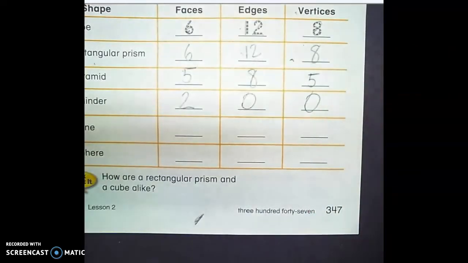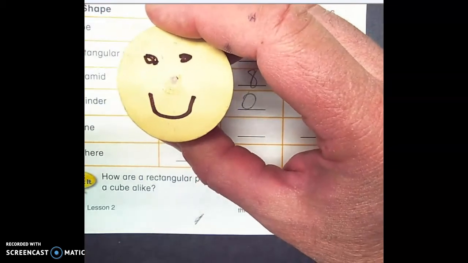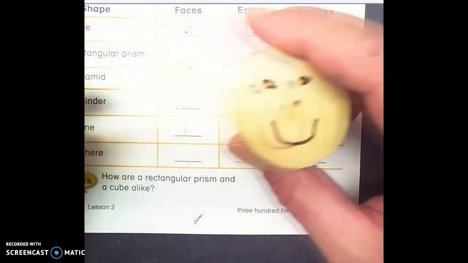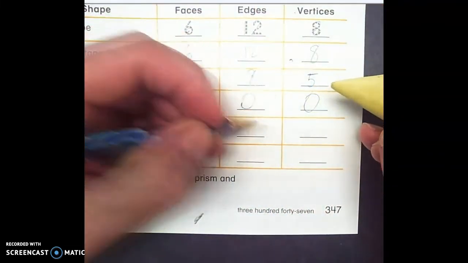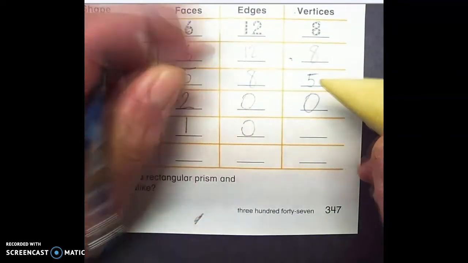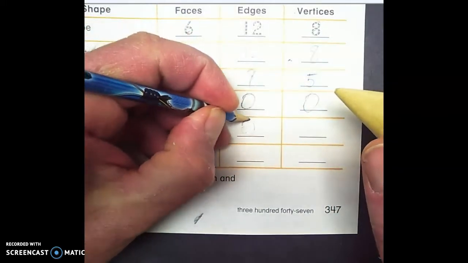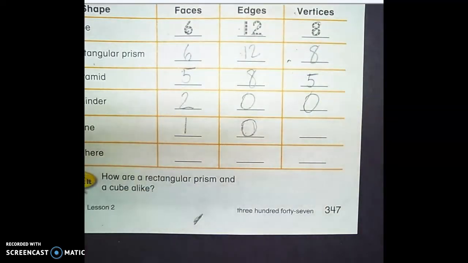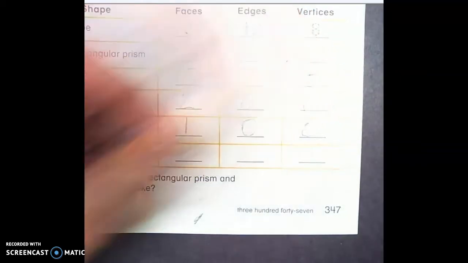Next, we have our cone. Now our cone, oh, there he is. There's Guy Smiley. Our cone has 1 face. There's 1 place on this cone that we can draw a face. Edges. Since there's only 1 face, there can only be 0 edges. Because remember, in order to have an edge, you have to have 2 faces coming together. And since there are 0 edges, there can't be any vertices, because there are not enough faces.